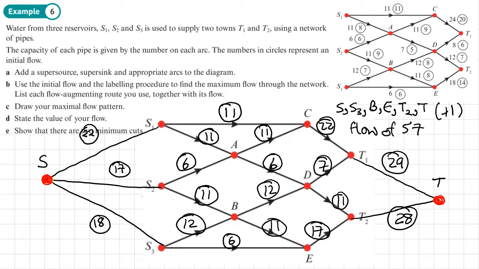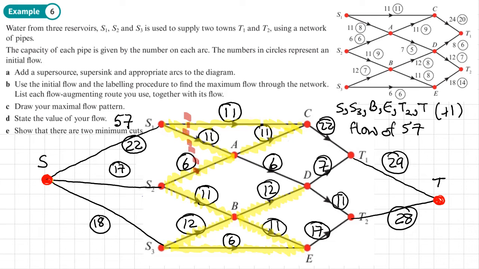And part E, what we need to do is to show that there are 2 minimum cuts. Now remember, for minimum cuts, when we've got a supersink or a supersource, these extra vertices that we've added don't form part of that, so don't draw your minimum cut across the vertices here to the supersink or the vertices here from the supersource. So I've highlighted my saturated arcs because I want my cut to pass through there, so I could have a cut that goes through these here, so I'll call that C1.